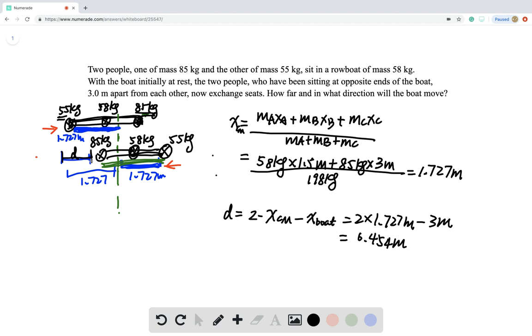And there are other more complicated ways of doing it, but I think looking at this graph and utilizing symmetry is the simplest way to derive the 0.454 meters. So the answer to this question is that the boat will move 0.45 meters towards the initial position of this 85 kilogram heavier individual.